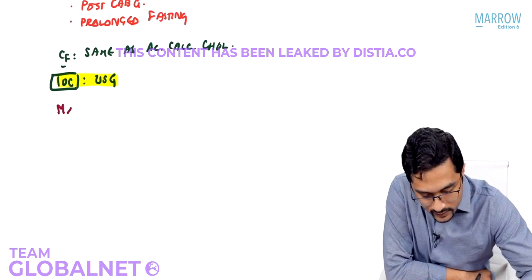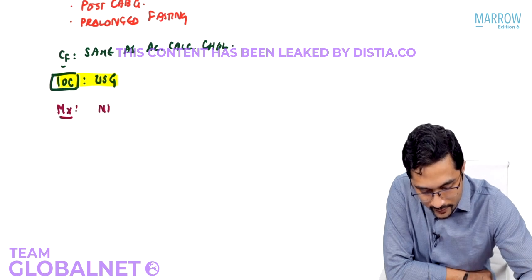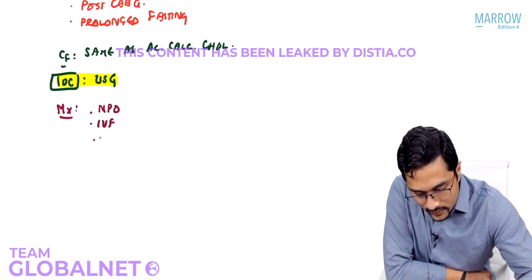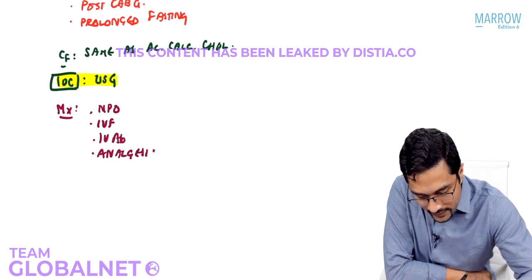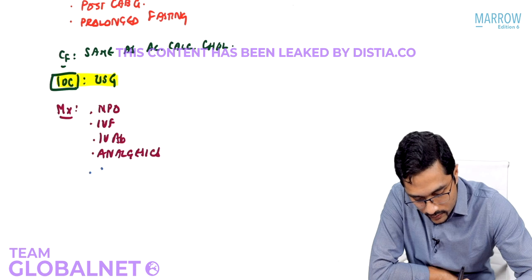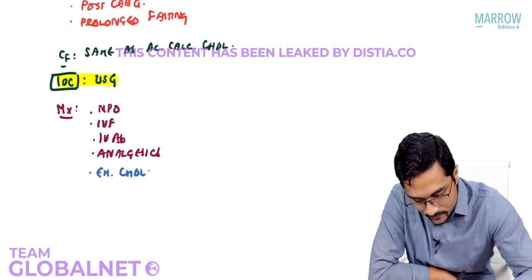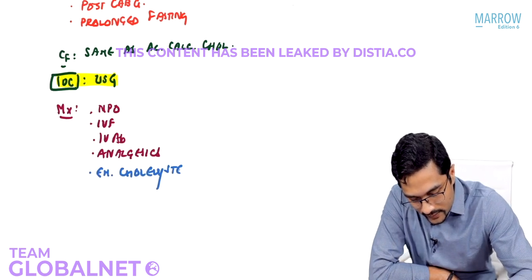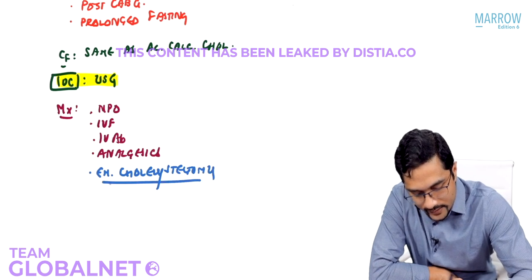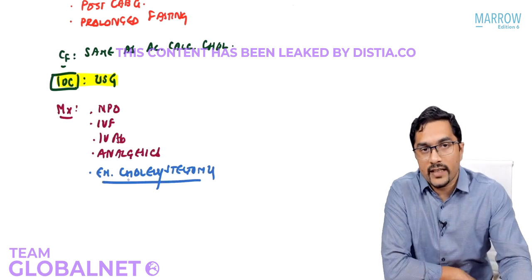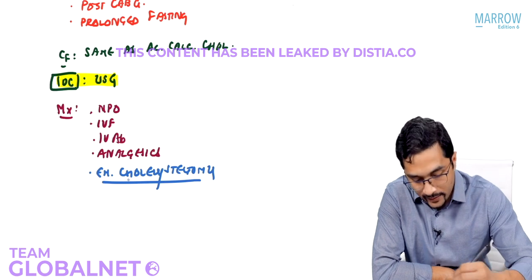Now, for the management of these patients, you again make the patient NPO, give IV fluids, IV antibiotics, and analgesics. But these patients need to be taken up for an emergency cholecystectomy. If they are not responding to conservative treatment, do an emergency cholecystectomy.